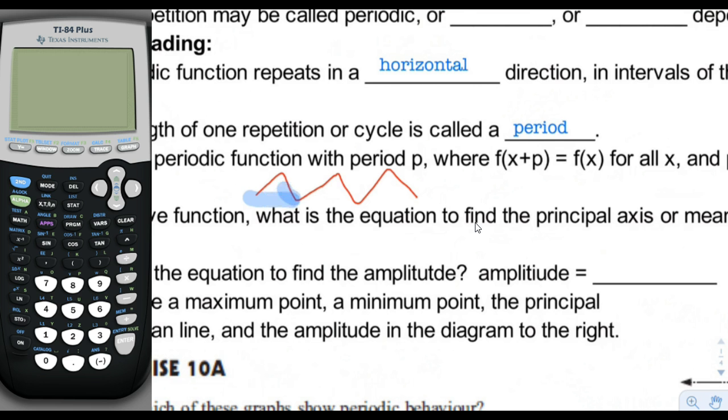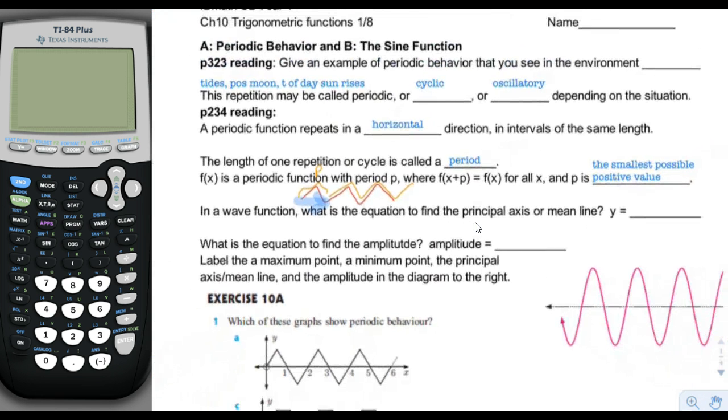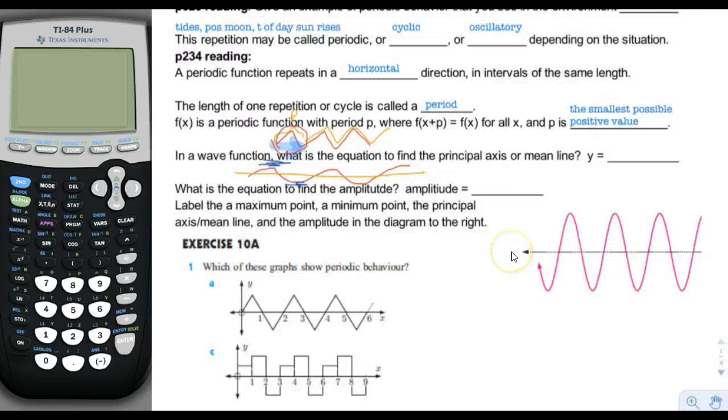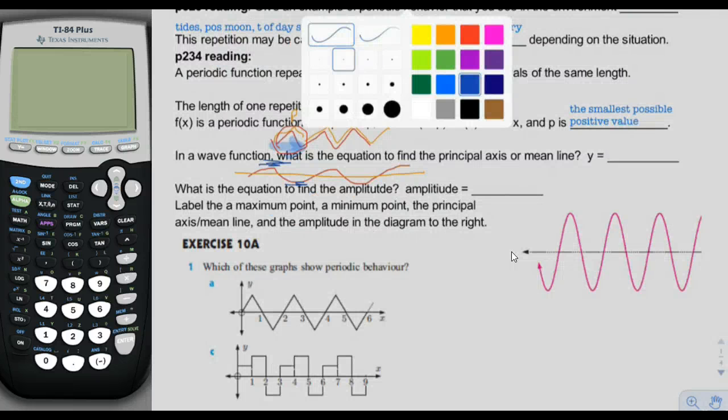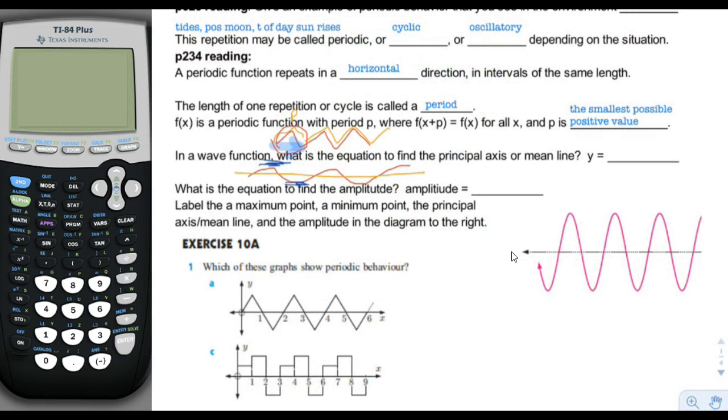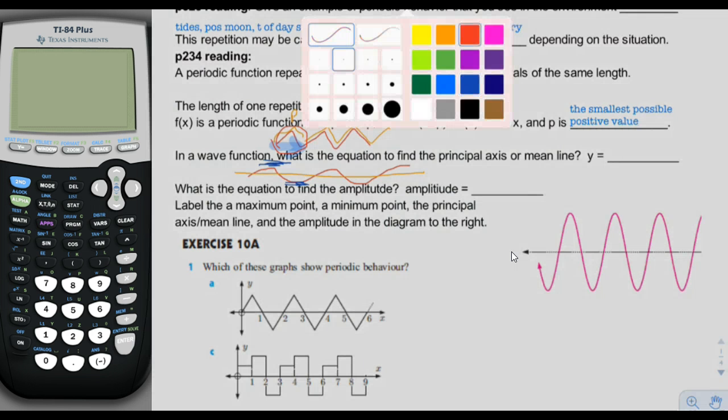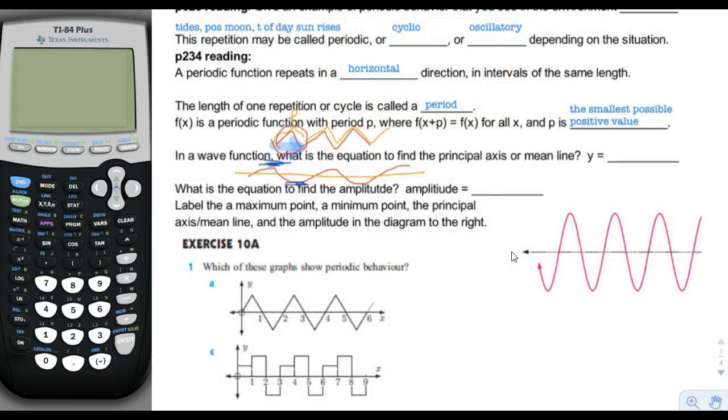In a wave function, what is the equation to find the principal axis or mean line? So in a wave function, or something like this, the mean line is the line that goes right through the middle. Okay, and the way you find it is you can take the average of these two levels here, the top level and the bottom level. So you could say y = (min + max)/2, which is the equation to find the mean, or the average.